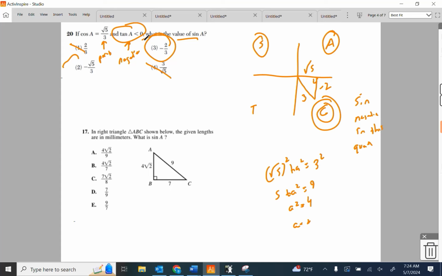17 is a gimme problem. What is the sine of A? I mean, all you got to do is focus on A and go opposite over hypotenuse. 7/9.